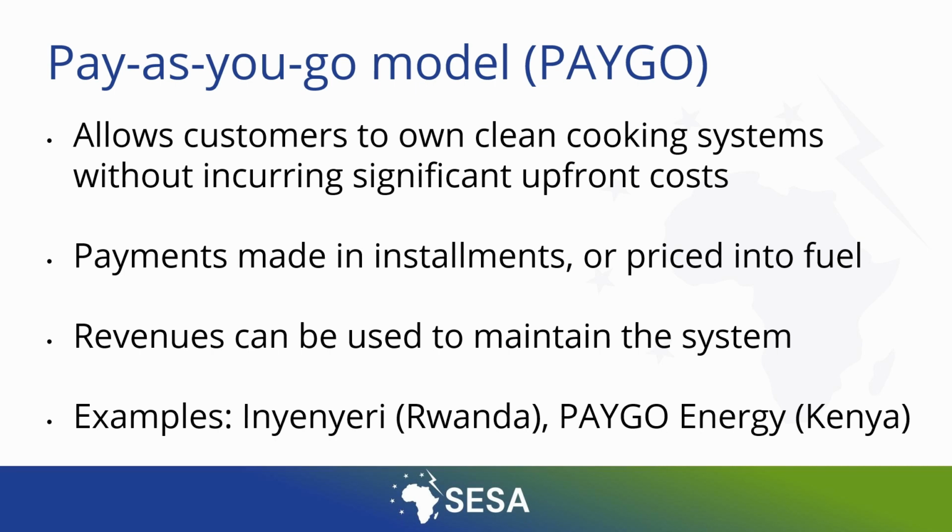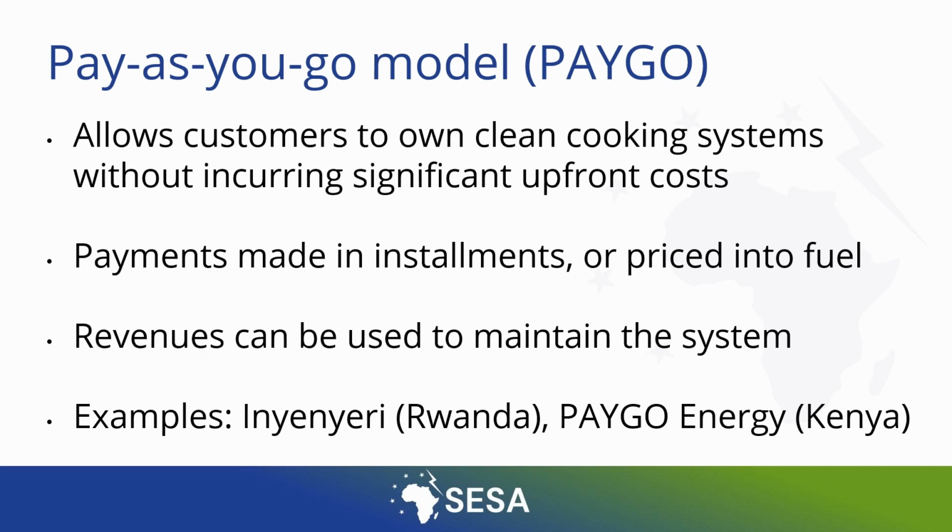Now, the revenues can be used on the plus side. The revenues can be used to maintain the system where needed, for example, if a stove breaks, and that avoids additional expenditure by households, by users. It can also build on existing mobile money technologies and networks, which replaces the need to go physically to an agent or bank to make the payments.